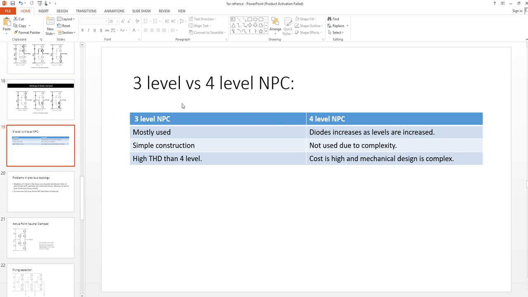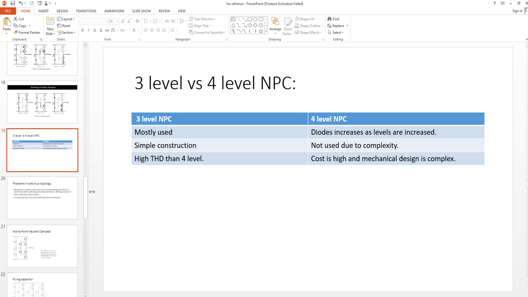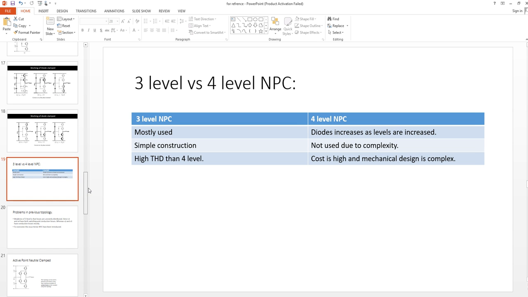This is basically a comparison of 3-level and 4-level converters.